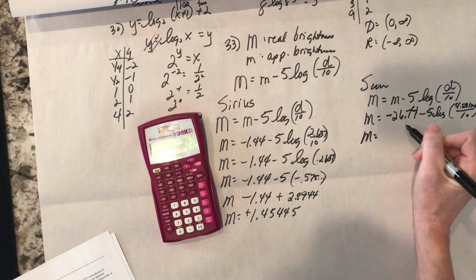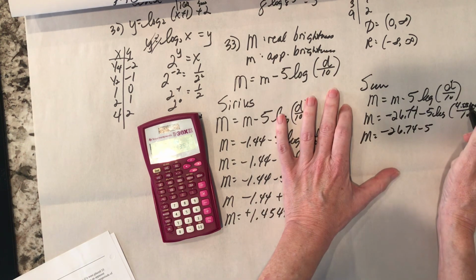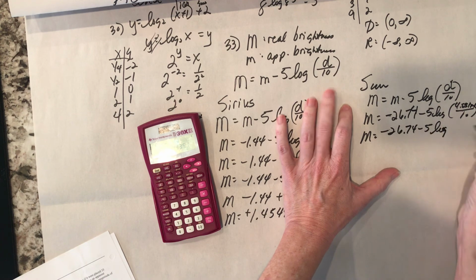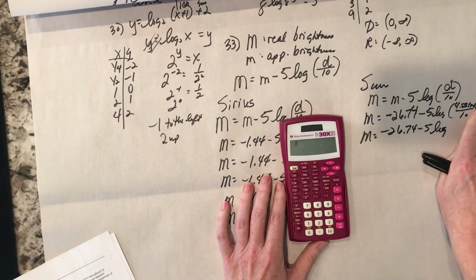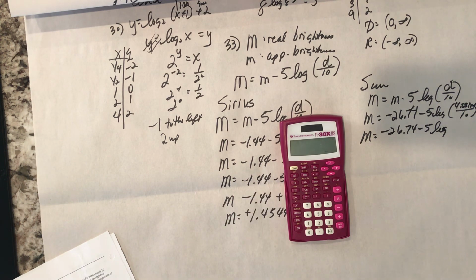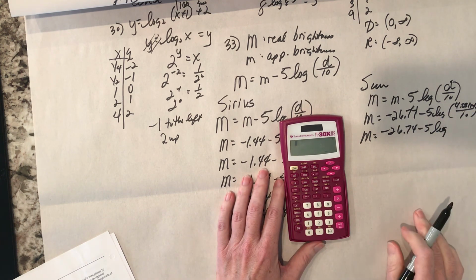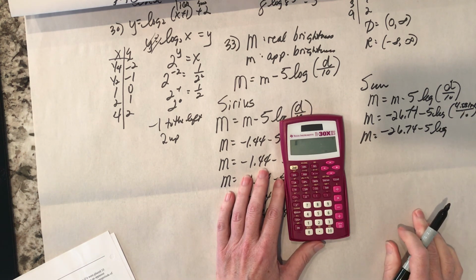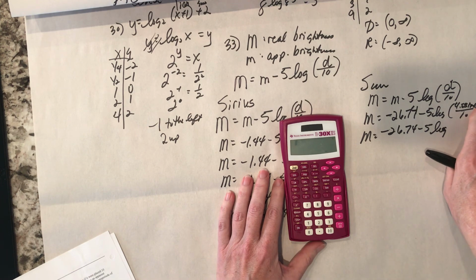Big M equals negative 26.74 minus 5 times the log. Let's do this division. This is written in scientific notation rather than giving us a decimal point, 0.00000 and then 4887. What they've done is do it in scientific notation. You don't have to become a scientist for this. You're good.